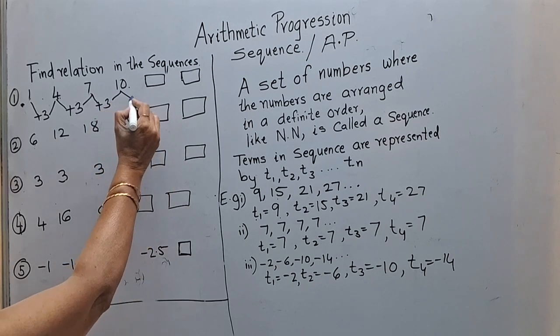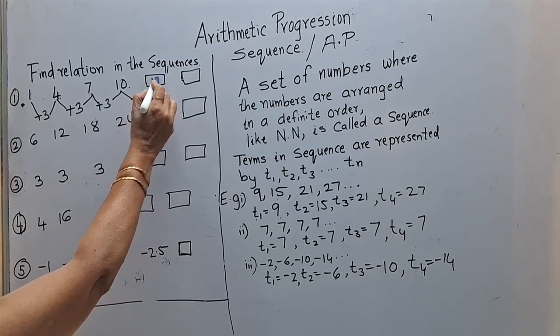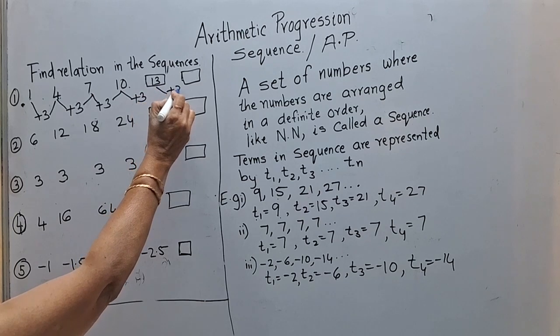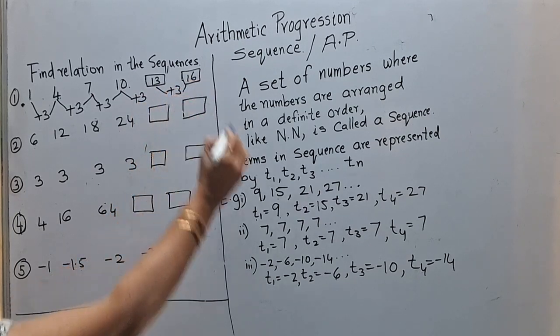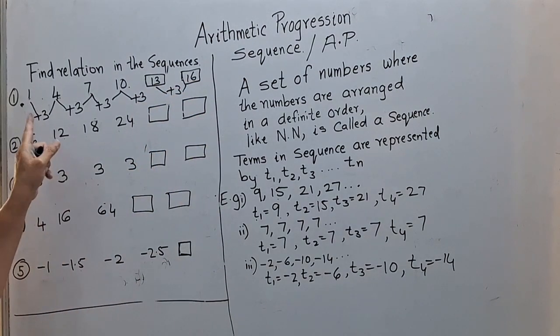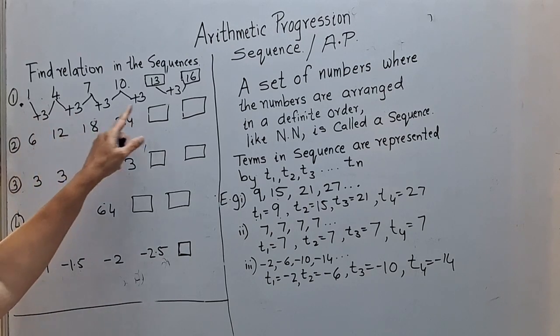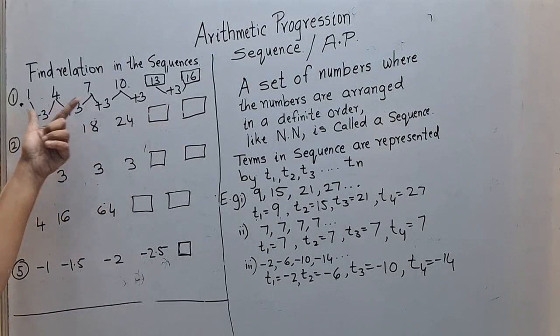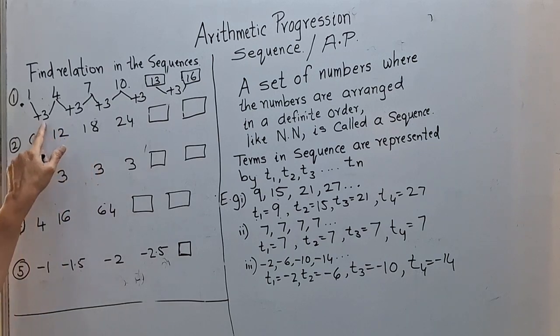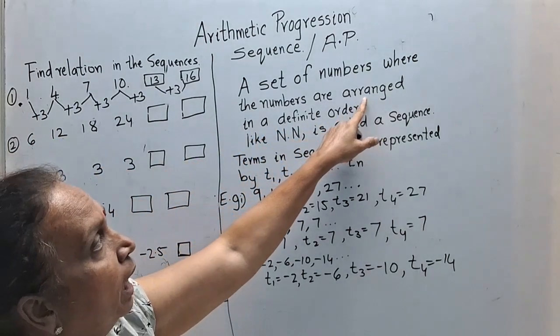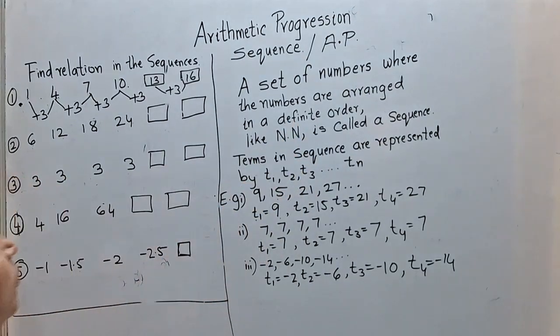So, what will be the next? 10 plus 3 will be 13. 13 plus 3 will be 16. So, what have we added? We have added 3. Yes, so you can say the difference is 3, and so what? This is having some particular arrangement or a definite order.